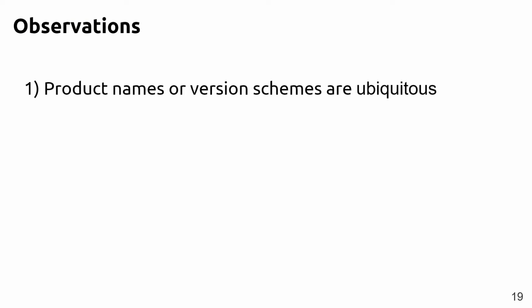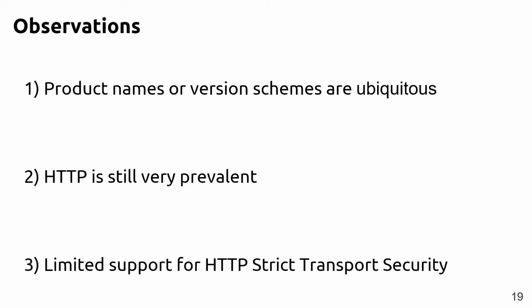So what did we observe when looking through these header fields? Product names or version schemes are ubiquitous, although developers should generally avoid them. Then we observed that unprotected HTTP communication is still very prevalent, although developers should use the secure HTTPS instead. And finally, we realized that the HTTP strict transport security feature is not widely used in the web communication of mobile apps, and that developers cannot leverage this feature easily because it is not well supported on mobile HTTP clients. But is there something we can do? We believe that the answer to this question is yes.